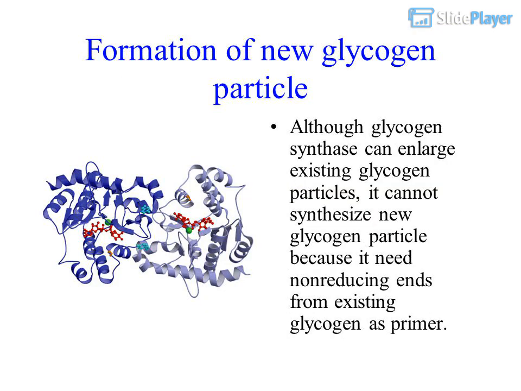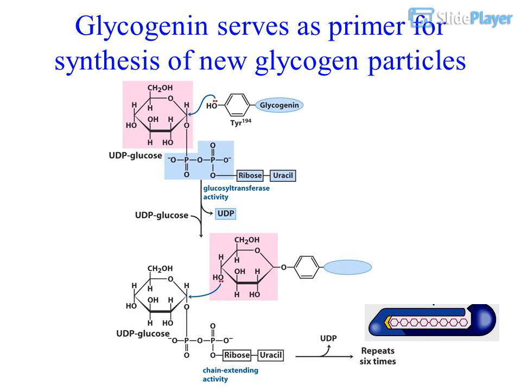Formation of new glycogen particle. Although glycogen synthase can enlarge existing glycogen particles, it cannot synthesize a new glycogen particle because it needs non-reducing ends from existing glycogen as primer. Glycogenin serves as primer for synthesis of new glycogen particles.